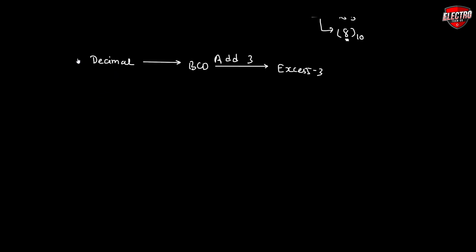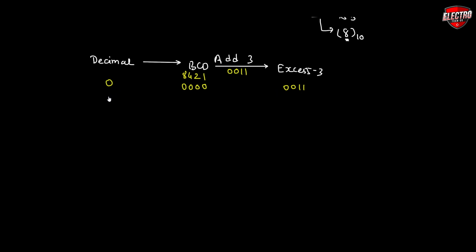Okay, so let us start with the first decimal number, that is 0. If we convert this 0 into a BCD number, then we can use 8421 code. So the BCD value for 0 is equal to 0000, as we discussed in our previous video lecture. Now if we add 3, that is 0011, to the given BCD number, then we get 0011. This is the Excess-3 code for 0, where 0 is a decimal number.